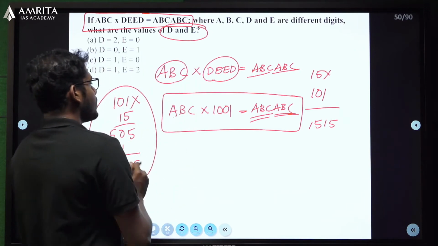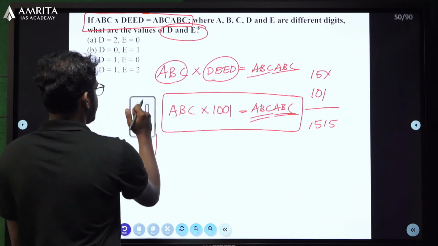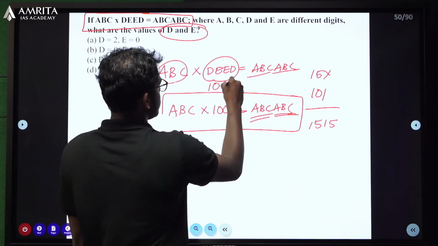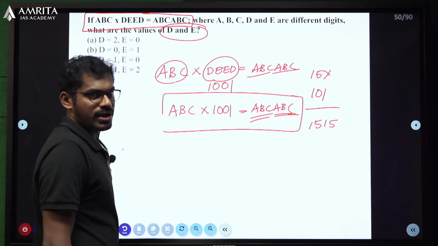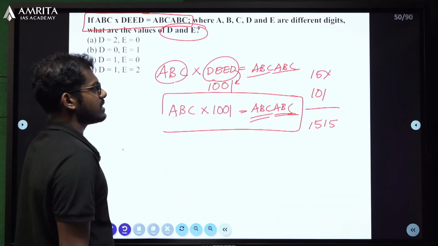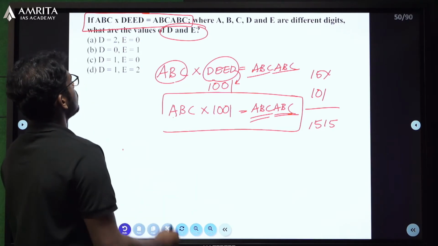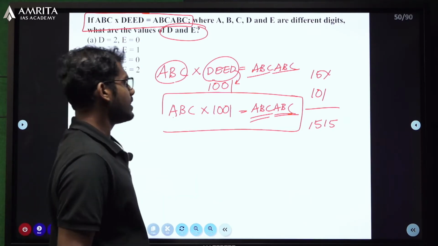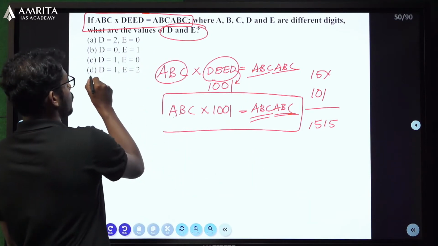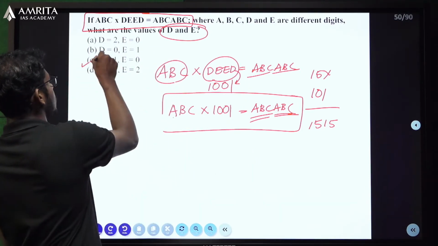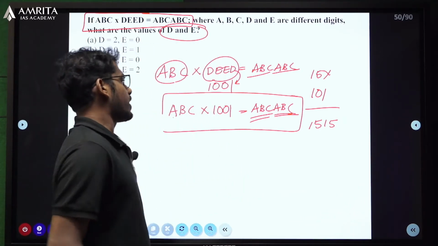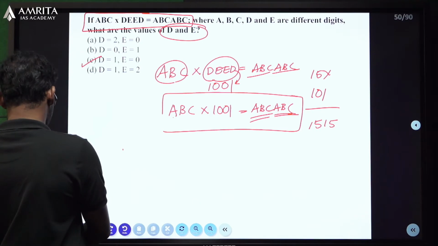Okay. If the property is followed here, then DEED must have the value of 1001. Clear? So the value of D is 1, value of E is 0. So D is equal to 1, E is equal to 0. Option C is the correct answer. Clear? Okay. Moving to next question.